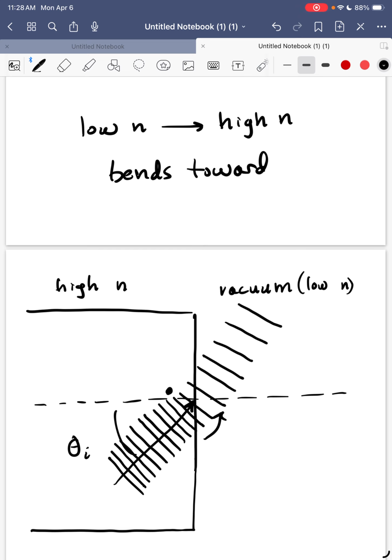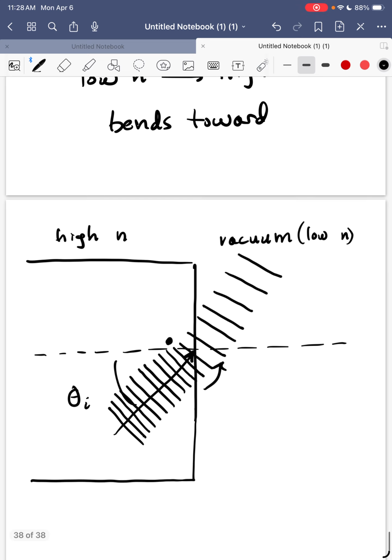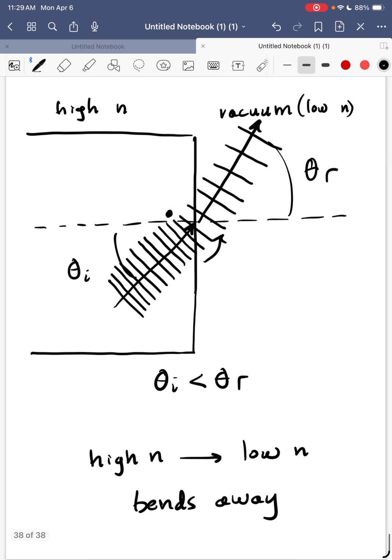What you should find, and I don't know if I've drawn it enough, but the basic idea is that it now bends outward like this, such that this angle, theta refraction, is bigger than theta incident. So theta incident here is less than theta refraction. It bends away from the normal, like that. And so what we know is that when it goes from a high index of refraction material into a low index of refraction, it bends away from the normal.